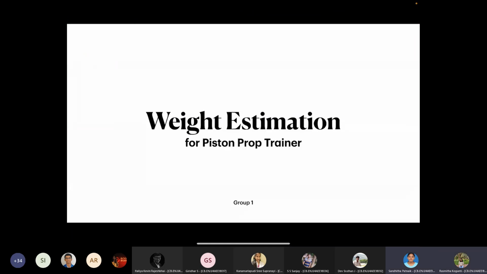It's visible, right? Yeah, we are able to see. Yeah. Okay. Can I start now? Yeah, sure. Okay. So, good morning, everyone. We are Group 1, and today Adarsh and I will be presenting the weight estimation process for a Bristol prop trainer.